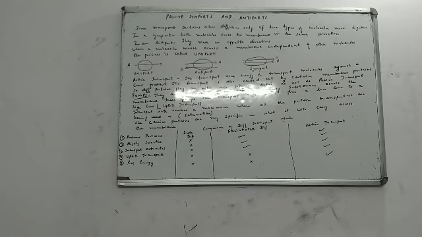Then uphill transport. Uphill transport is against the concentration gradient, that is low concentration to high concentration. This is not observed in simple diffusion. This is not observed in facilitated diffusion. However, this is observed in active transport. Moving on to whether it requires energy or not. Simple diffusion does not require energy. Facilitated diffusion also does not require energy. However, active transport requires energy.